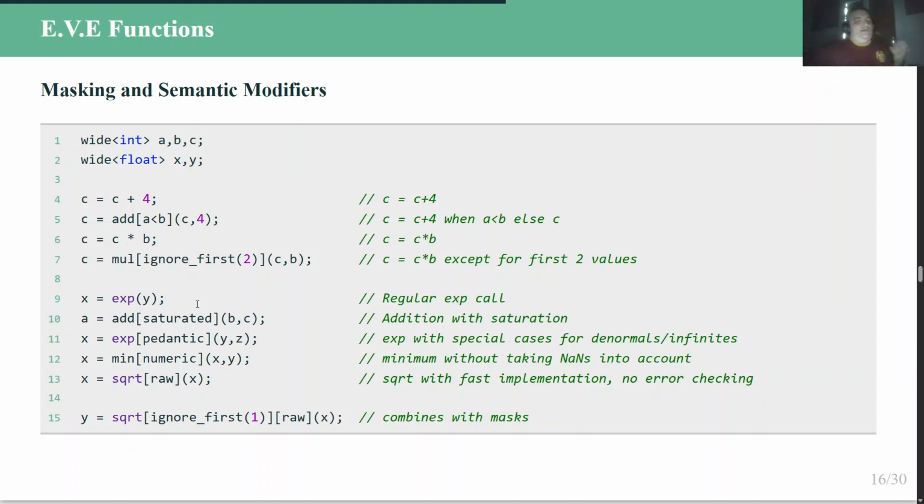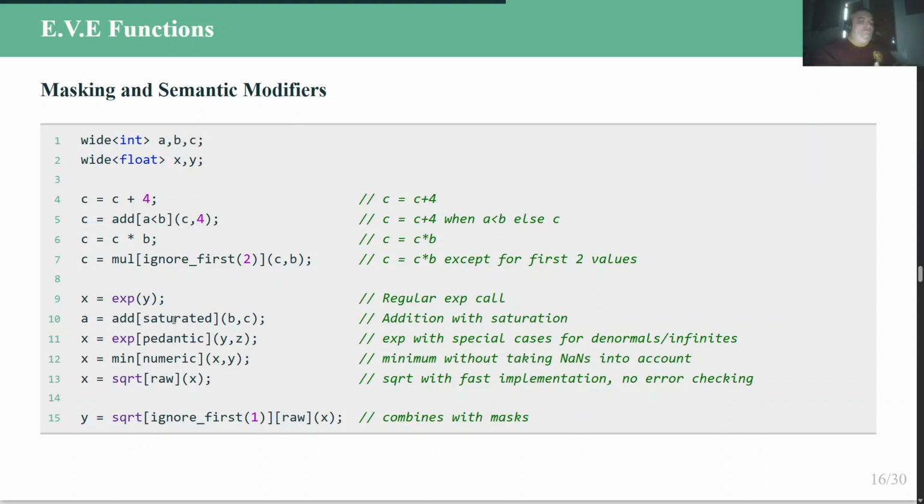You can ask for a saturated operation. So B and C are added together, but if you go over the max value or under the minimum value of the type, you get clamped. Either it's done by doing the computation, or on some systems, you have an intrinsic for that. So it was important to access them through a high-level API.